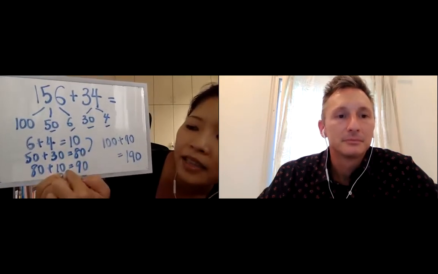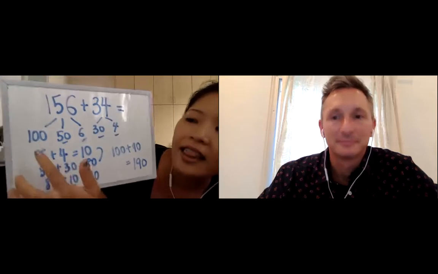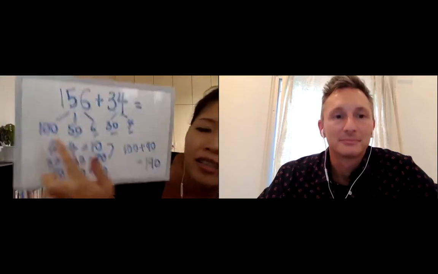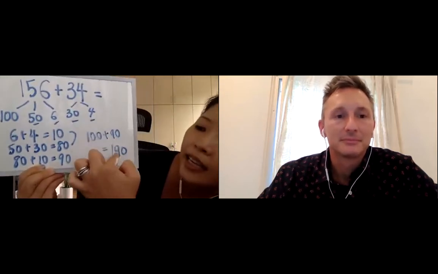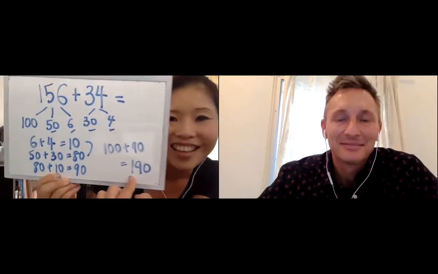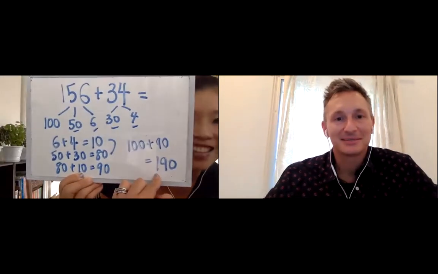So 80 plus 10 was 90. Then finally I added my hundreds. 100 plus 90 was 190. So I forgot to write it down here, but the total was 190. So I got the same answer as you, even though we used a different strategy.